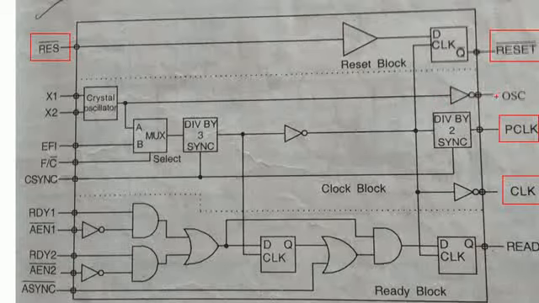So we have the oscillator signal, and just remember that this clock block is generating clock signals like PCLK, the peripheral clock, and the actual clock required by the 8086. These clock signals are generated by the clock block of the 8284, and there are two clock sources which can be utilized by the clock block of the 8284.